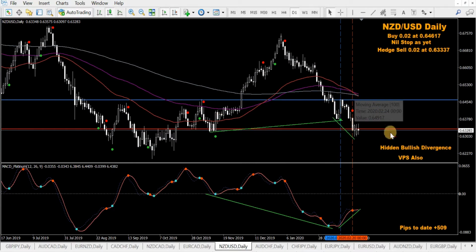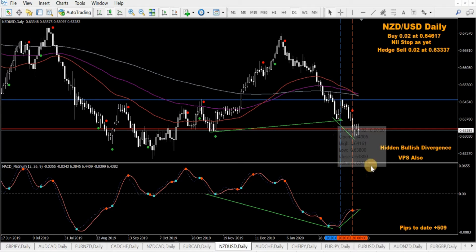I'm in 2 trades here, hedged at the moment. So I took a buy here based on hidden bullish divergence. I took the hedge because I tend not to place stops when I've got hidden divergence, which is the case here. And I've taken this hedge sell, now waiting for a second buy. So at the moment, I've got a buy for 0.02 and a sell for 0.02, so I'm locking in a loss between those two, looking for a new trade.